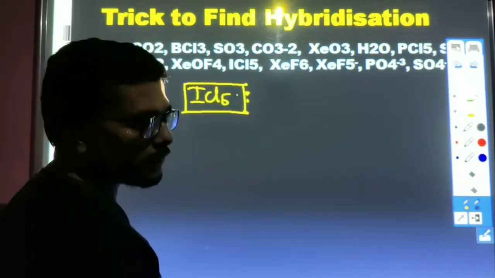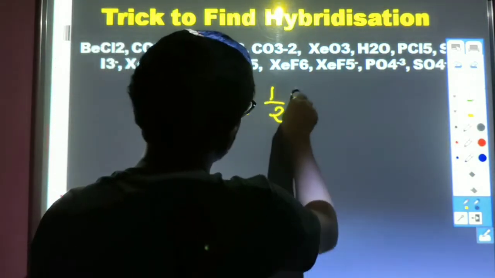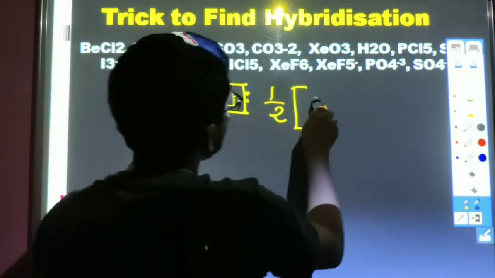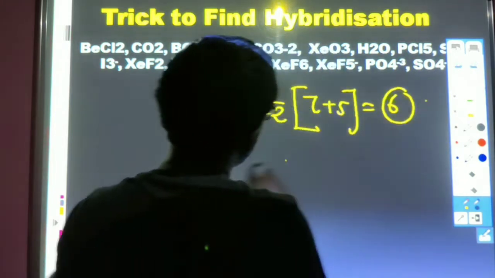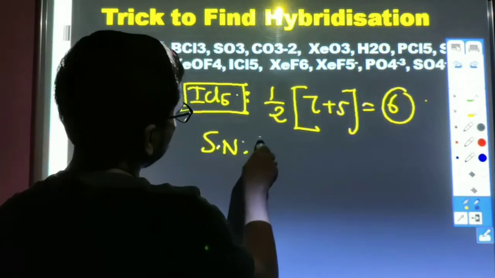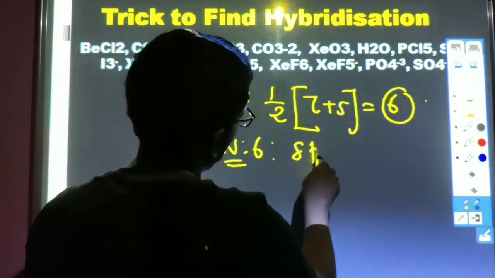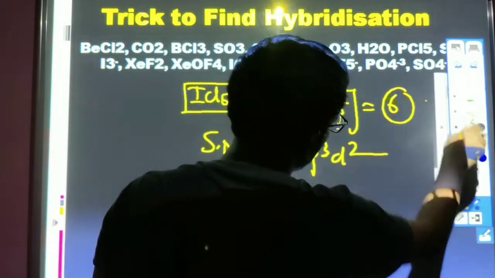What will be the hybridization for ICl5? Okay, half of 7 plus 5, that is 6. So the steric number is 6, and the hybridization will be sp3d2. Let us go for the Lewis structure.